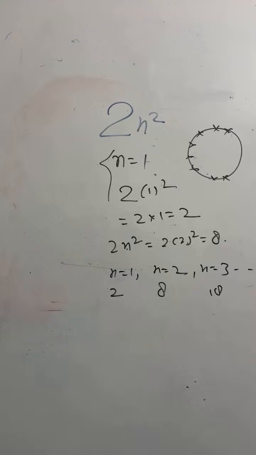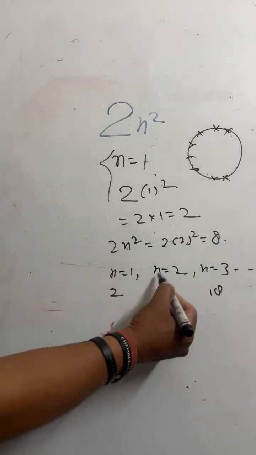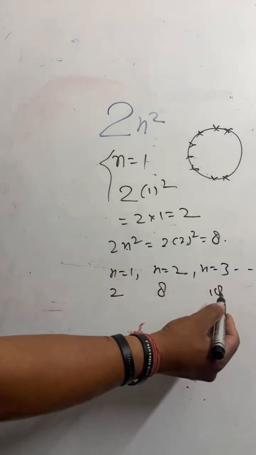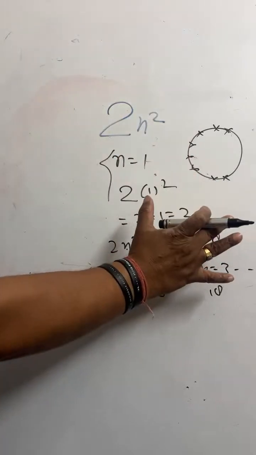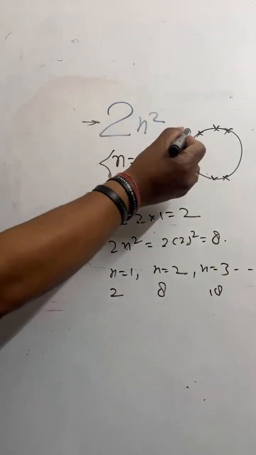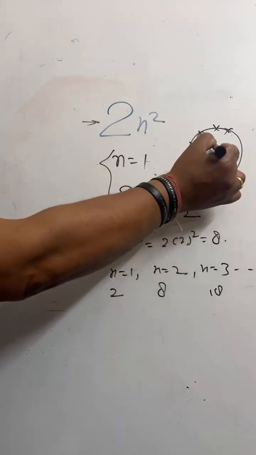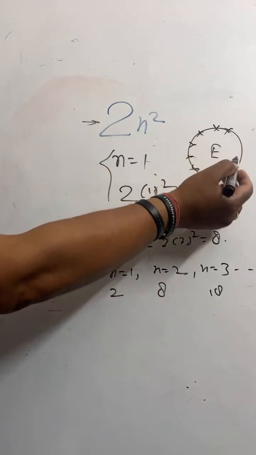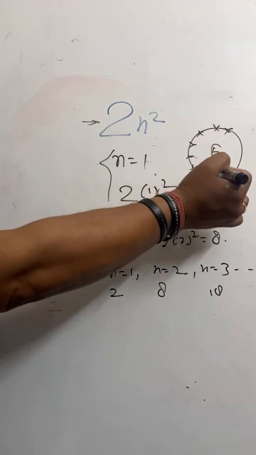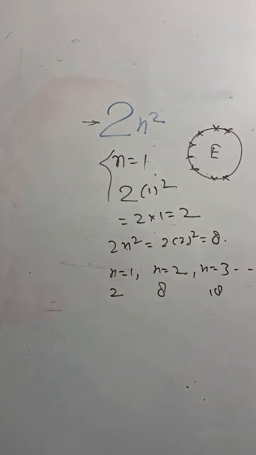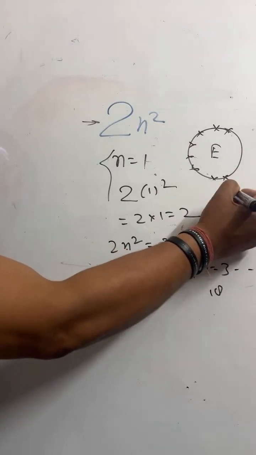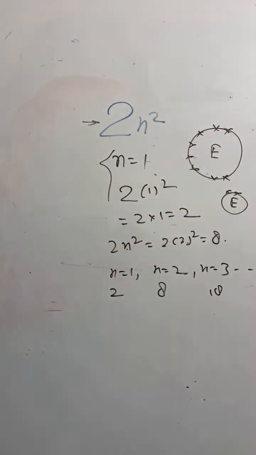Okay, nice. Very good. Here n is equal to 1, n is equal to 2, n is equal to 3. In this way electrons should be there. It is a very simple and common thing. Now suppose you have one element, say element E, and suppose it has 8 electrons in the outermost orbit. Then it will not react with any gas or any other element. If any other element has only 2 electrons, then it will also not react.